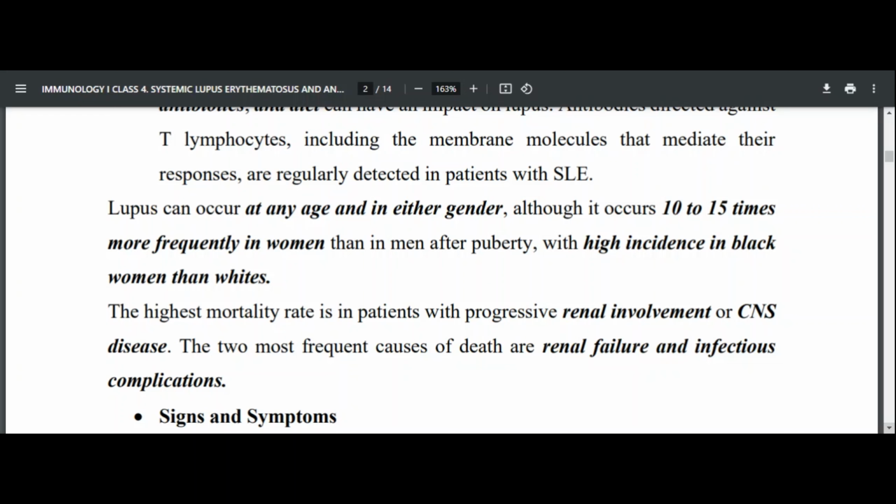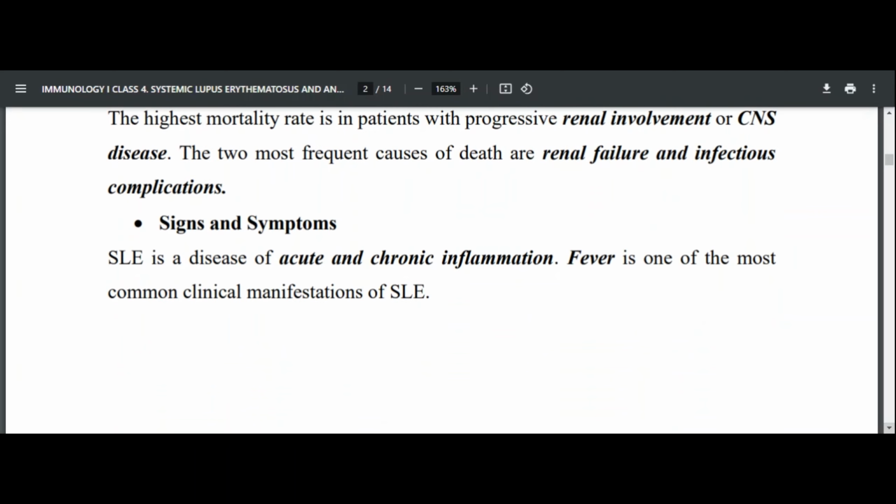Okay. Signs and symptoms of the systemic lupus. Of course, the disease always occurs in different ways. First of all, it can be acute, it can be chronic, it can have some remission periods, it can also relapse, or it can have flare or active form of the disease.